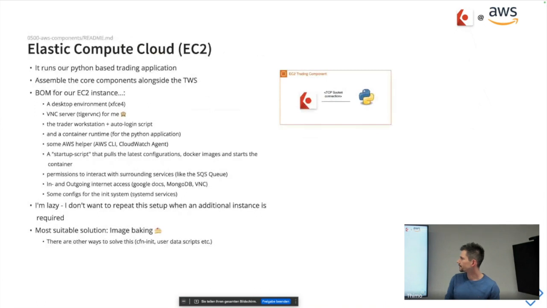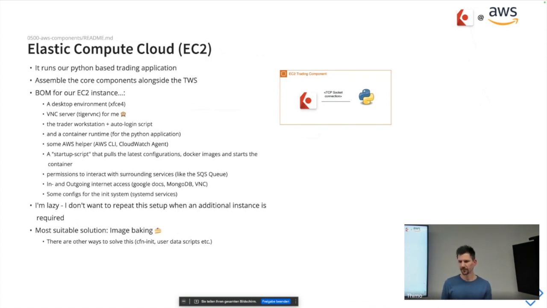For the EC2 setup, I of course had a bunch of things I needed to install, especially some kind of graphical interface. So I went with XFCE for that. You cannot install the Trader Workstation just with the command line. You need the graphical interface and you click, click, click, click. So I had to do that once. Because I want to connect to it, I need a VNC server or something comparable. I know VNC is not encrypted, but it's just a fun project.